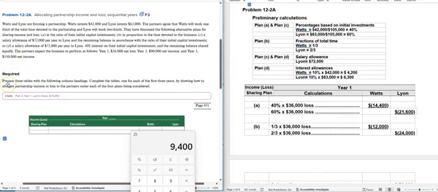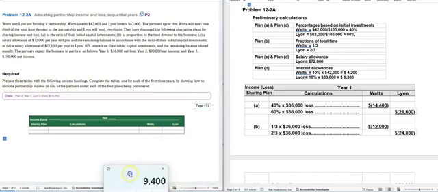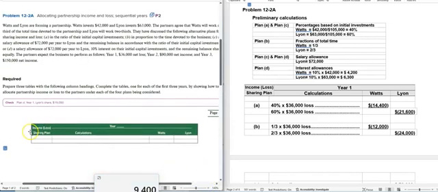But what we're going to do is prepare 3 tables with the following column headings, and we are going to complete the tables, one for each of the 3 years, by showing how partnership income would be allocated under each of those 4 plans. All right, so we're going to be setting up a table here, and you're going to have a column for which plan, the calculations from that plan, and how much goes to Watts and how much goes to Lyon.